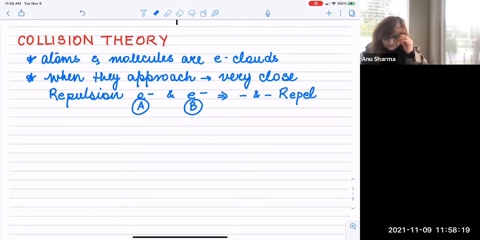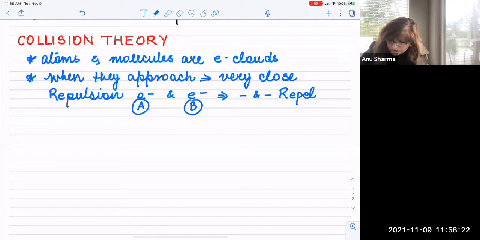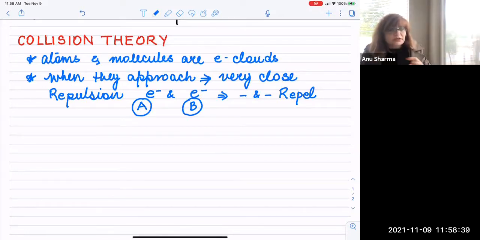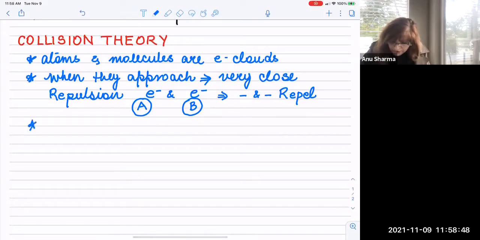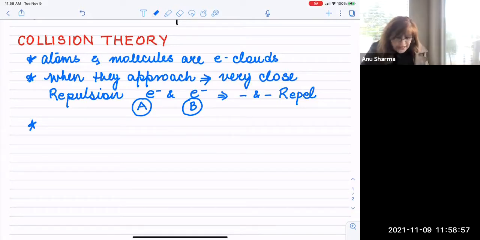Okay, so that's one piece. When they approach and come very close, the repulsion is going to occur. The electrons of one and the electrons of the other cause that repulsion, because the cloud itself is negative, being made up of electrons. Okay, so there is repulsion. Then how do you make them come close so that they can stabilize and make bonds? That can only happen if they come to a certain distance.